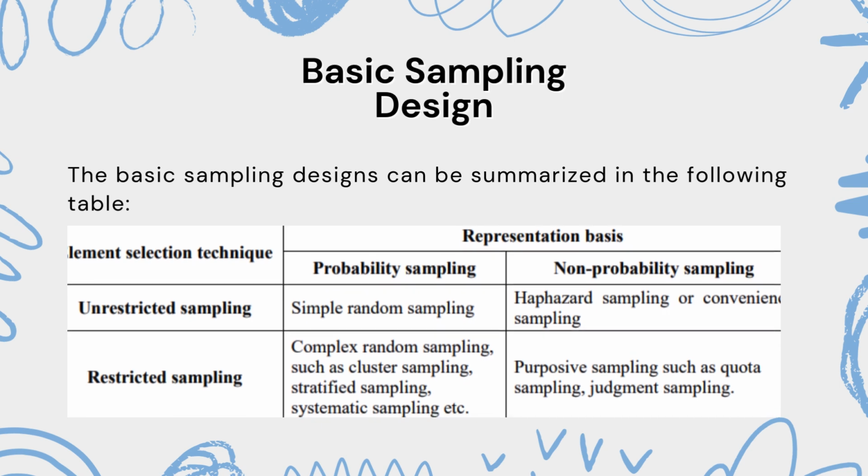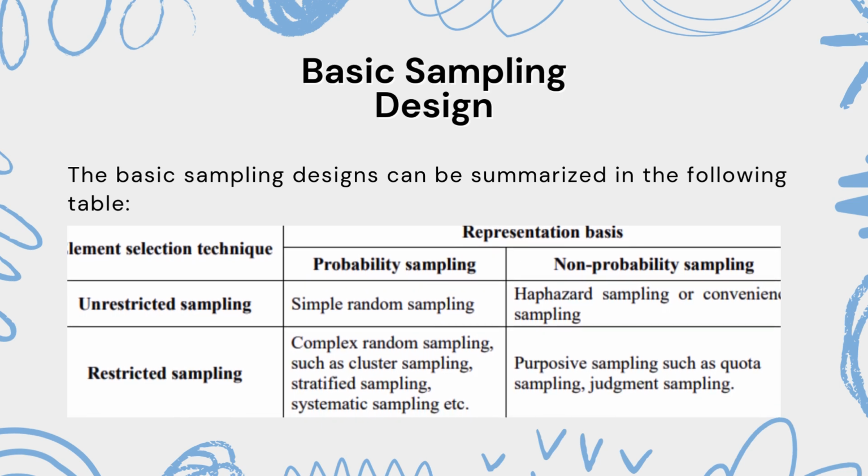The basic sampling designs can be summarized in the following table. As you can see, unrestricted sampling, where elements are drawn individually, includes simple random sampling in probability sampling and haphazard or convenience sampling in non-probability sampling. Restricted sampling, where samples are drawn from a subset of the population, includes complex random sampling like cluster, stratified, and systematic sampling, and purposive sampling like quota and judgment sampling.